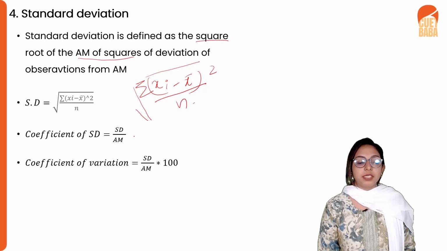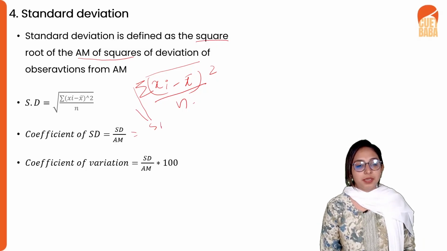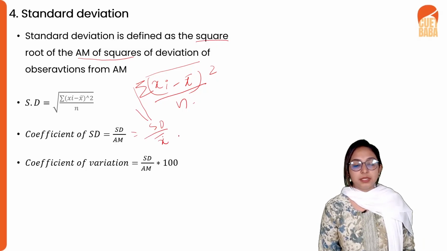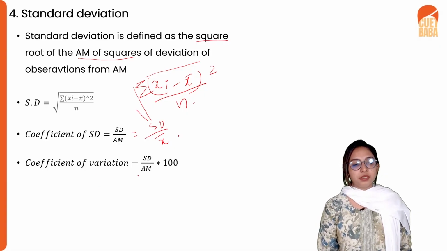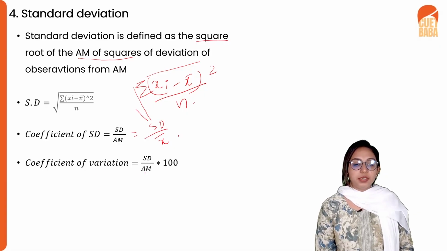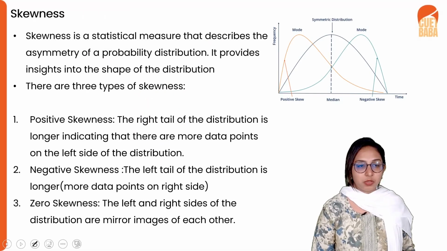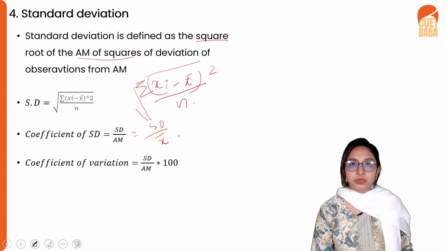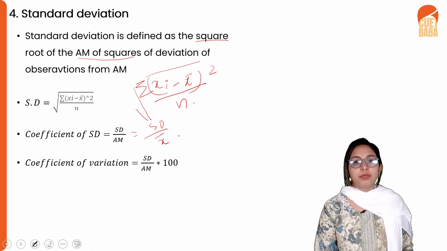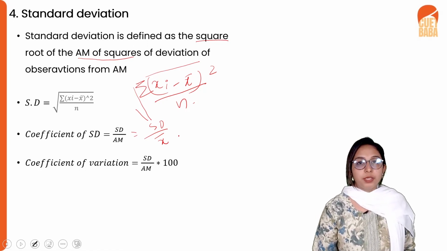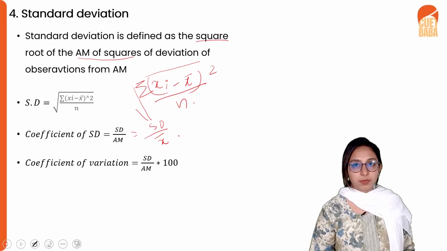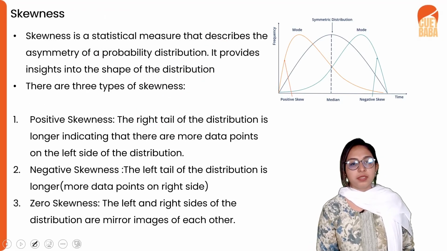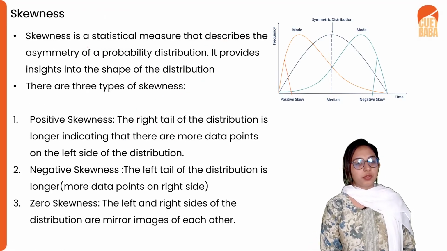The coefficient of standard deviation is nothing but standard deviation divided by x bar, which is the arithmetic mean, and the coefficient of variation is standard deviation divided by arithmetic mean, multiplied by 100. So these are the measures of dispersion. We first discussed measures of central tendency, then measures of dispersion, and now we are moving into two simple topics, skewness and kurtosis. First, let us look into what skewness is.